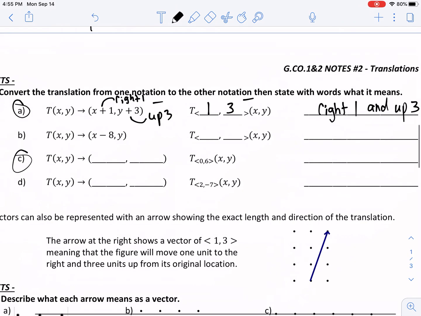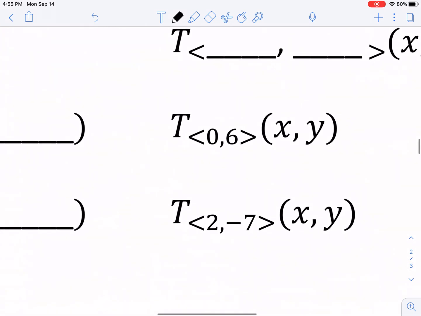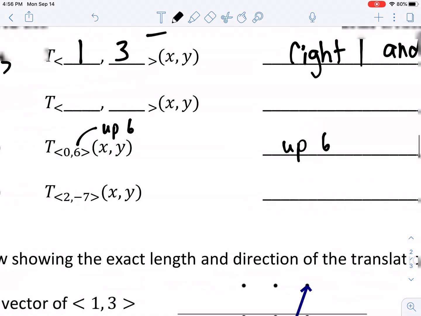Okay, let's look at C. Now C is a little bit trickier because they give us the vector notation, but they don't give us the coordinate notation. So on C, we start with the vector notation. Okay, well, in the X category, it's 0. What does it mean if it's 0 again? That means there's no change. Nothing changes. It isn't going to the left. It isn't going to the right. There's no change. But in the Y category, we have a positive 6. Remember, Y is up and down. So if it's a positive 6, that means we're going up 6. Okay? So we can tell that it's going up 6.